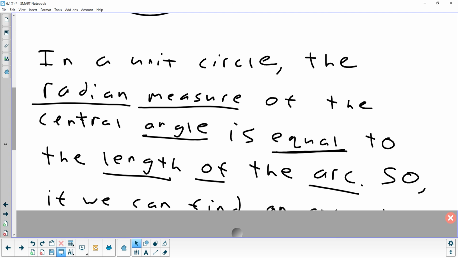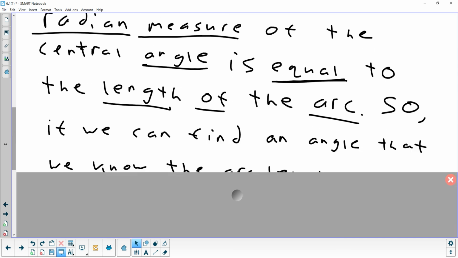That's all I need, something that's true. And a unit circle is an easy way to find a connection between degrees and radians. And that's what I'm trying to do, get a connection between the two. Okay, so let's look at the next thing.